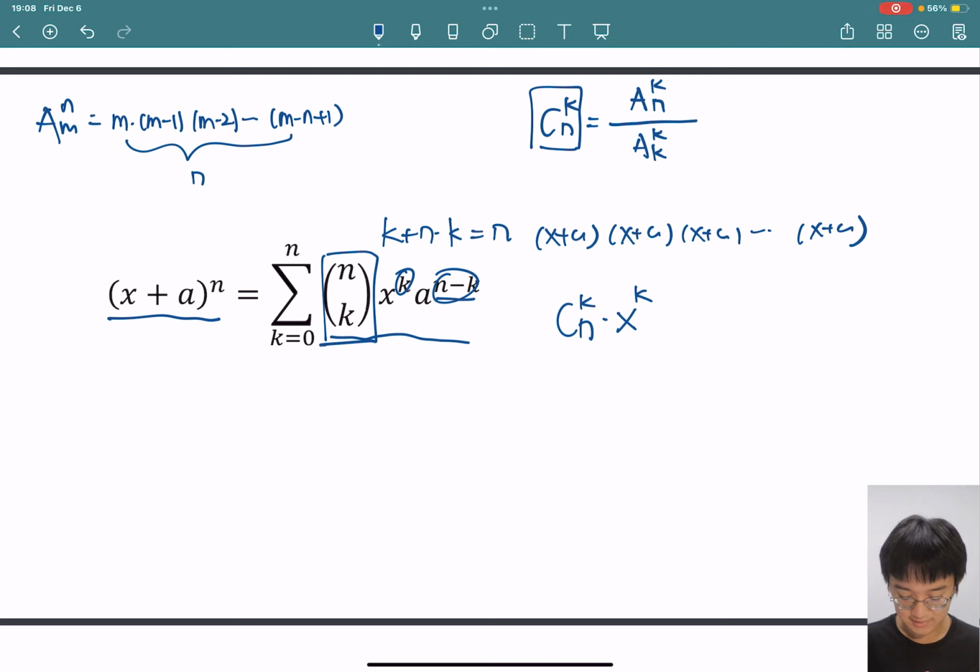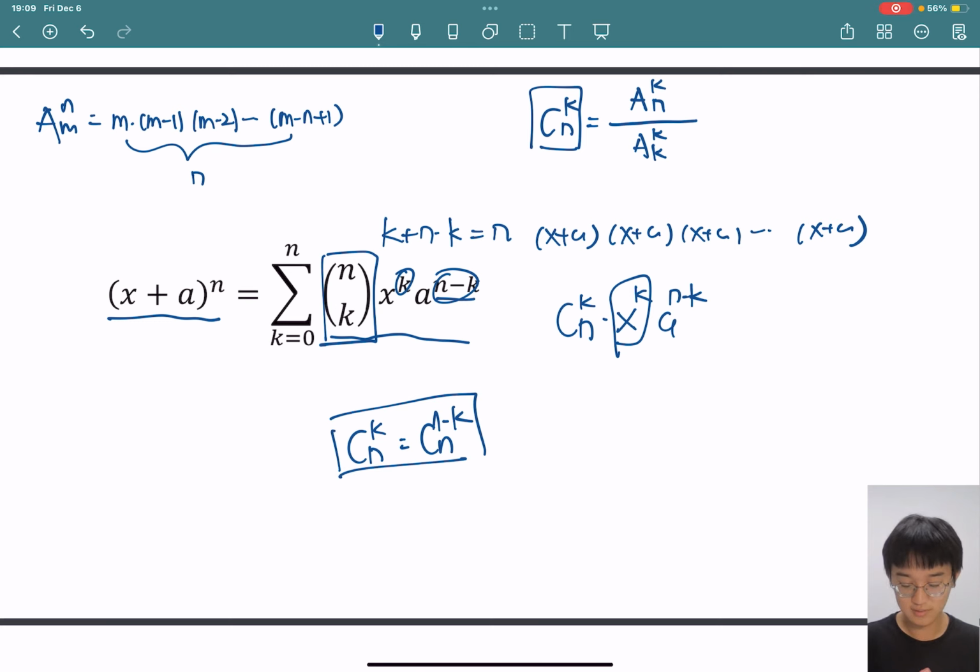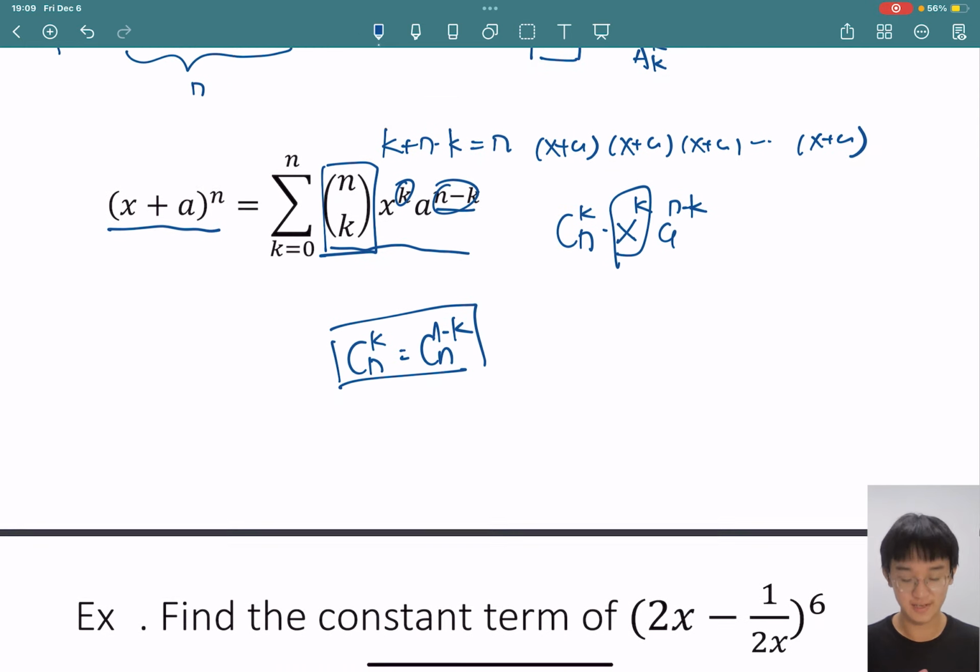But why don't we multiply by C(n,n minus k)? Because when we choose x, this is equal to choosing a. Because we have n boxes, and if we choose k of these boxes as x, the other boxes are a. So we only need to multiply by C(n,k) once here. So this is a to the power of n minus k. And by the way, C(n,k) is equal to C(n,n minus k). You can use A(n,k) and A(k,k) to prove it. This is very easy, so I will not prove it here.